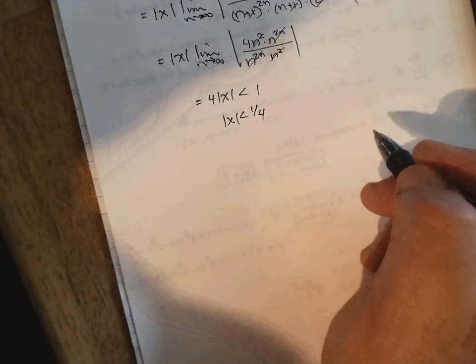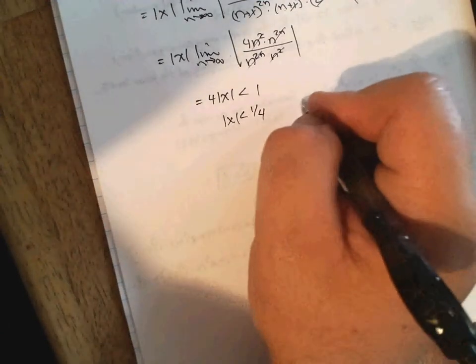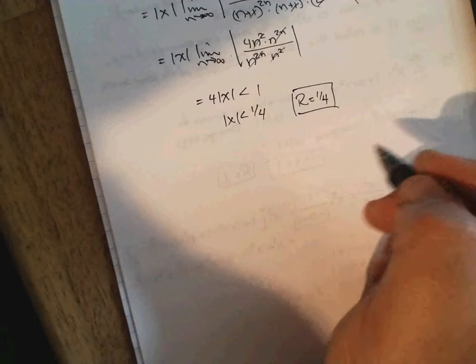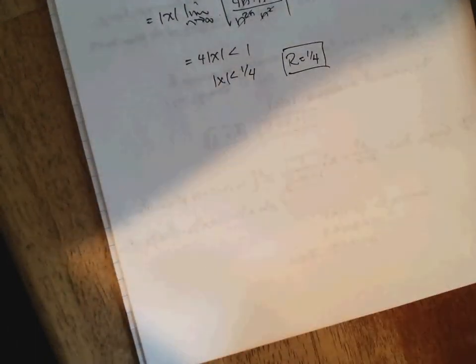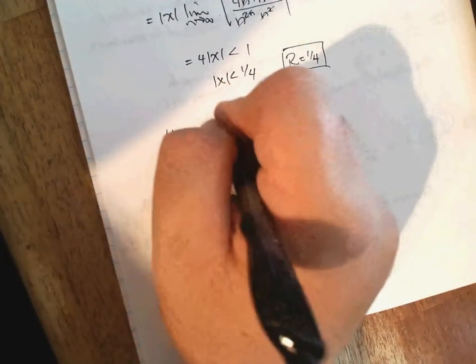Okay, so there's your limit. And we know that when this is less than 1, we have convergence, which means absolute value of x has to be less than a fourth, which means that the radius of convergence is a fourth. All right.